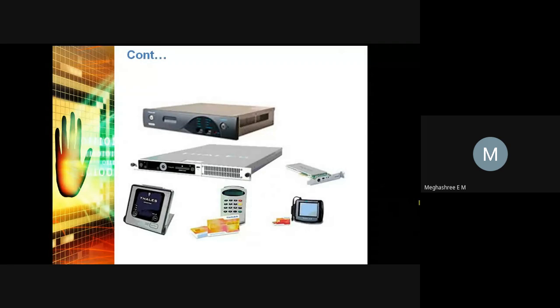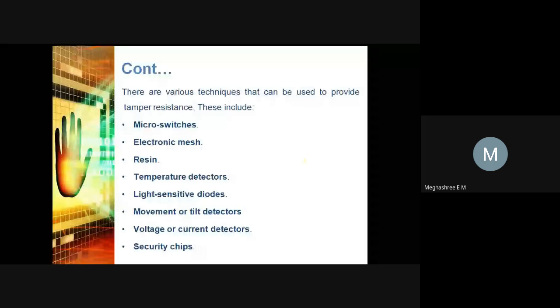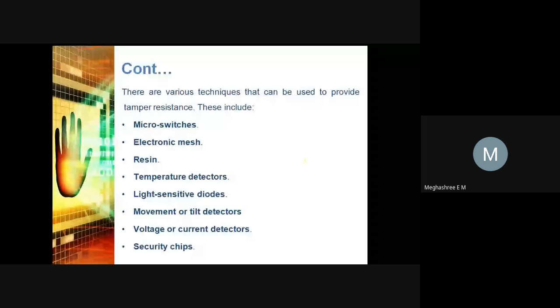Since it is a hardware device, there is a circuit called a tamper resistant circuit that is triggered, and the key which the attacker wants to retrieve will be deleted from the HSM's memory. There are many tamper resistant devices: micro switches, electronic mesh, resin, temperature detectors, light sensitive diodes, movement or tilt detectors, voltage or current detectors, and security chips. These are all examples of tamper resistance devices or circuits.